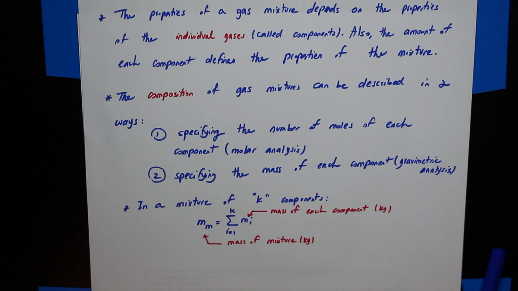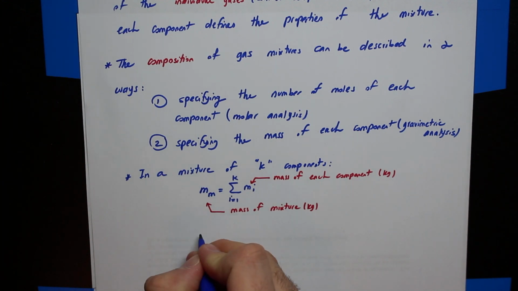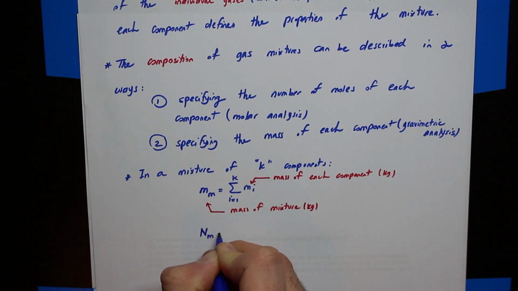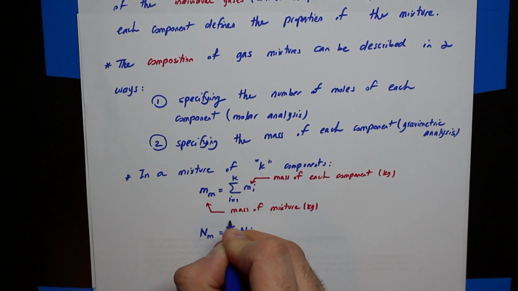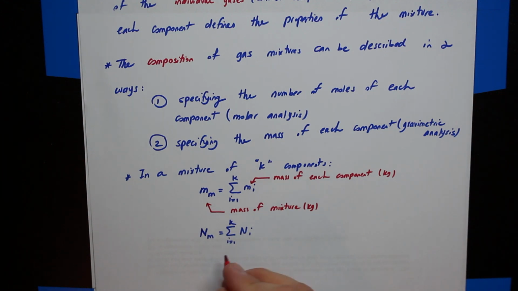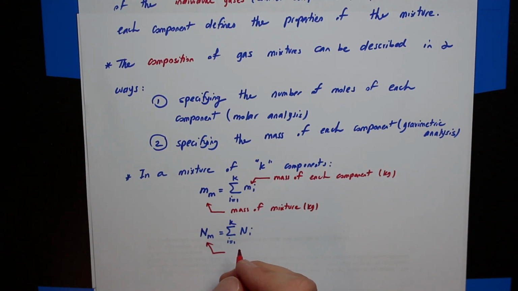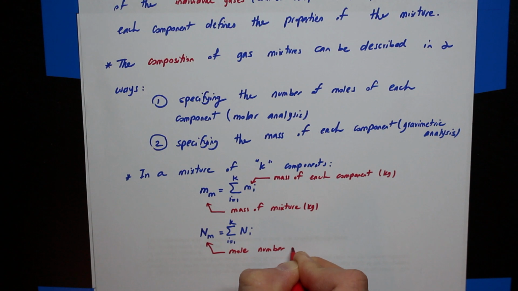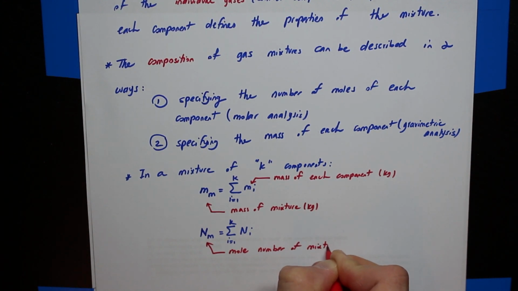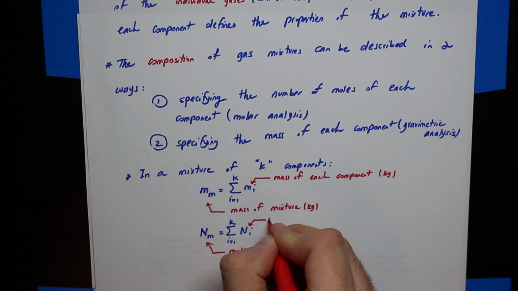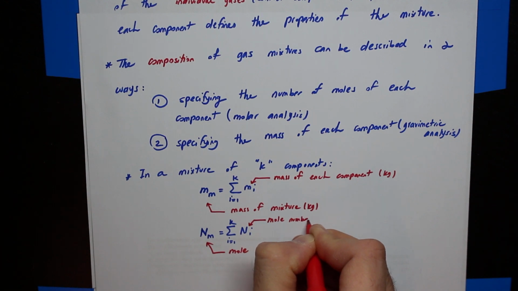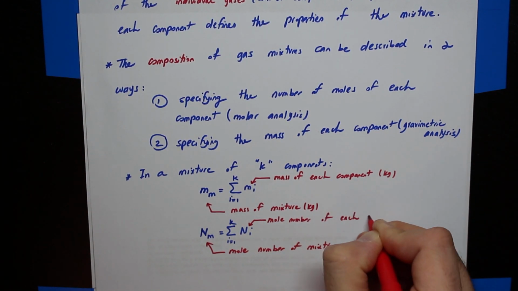Okay, also the number of moles in a mixture is equal to the sum of the number of moles of each component. So n_m is equal to the sum of n_i, with i starting from 1 to k. So n_m is the mole number of the mixture, and n_i is the mole number of each component.